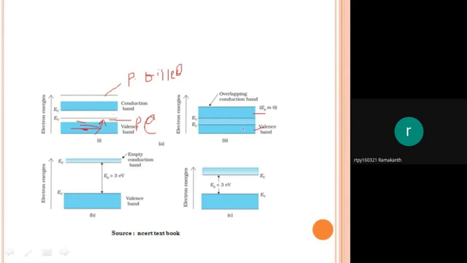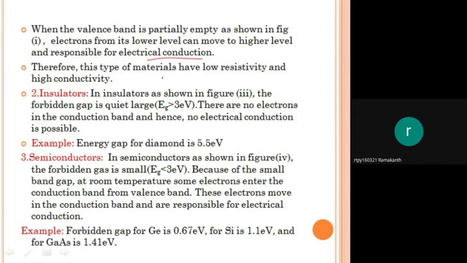When they overlap, electrons can easily jump from valence band to conduction band. Here, electrons can jump from lower levels of the valence band to higher levels of the valence band. Therefore, this type of material has low resistivity and high conductivity. This is about conductors. In insulators, the forbidden energy gap is large. It is greater than 3 electron volts. So no electron is in the conduction band, and no electrical conduction is possible.